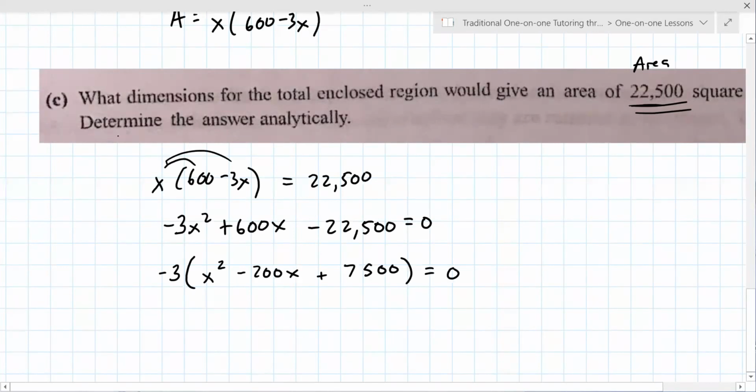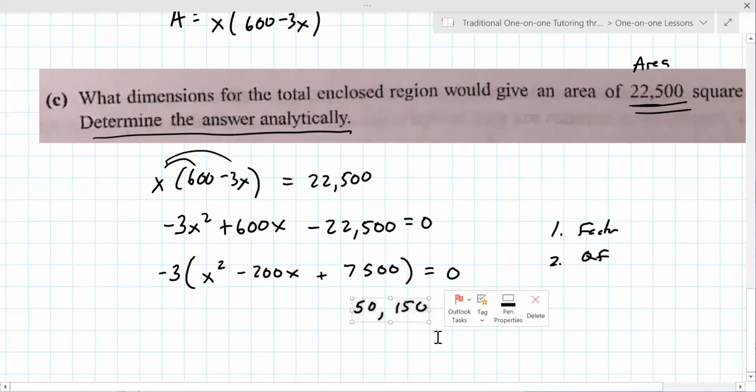Okay, now it says to determine your answer analytically. So that means we have options here. The options are factor or quadratic formula. When it gets this big, at some point we've got to find numbers that are 200 apart. To me, this isn't all that obvious. Well, 50 and 150 are 100 apart, so that doesn't work. So we're looking for something else. Let's just use the quadratic formula on this one.